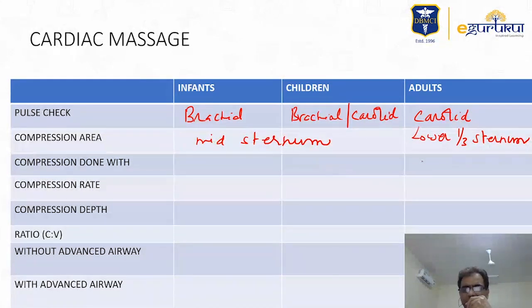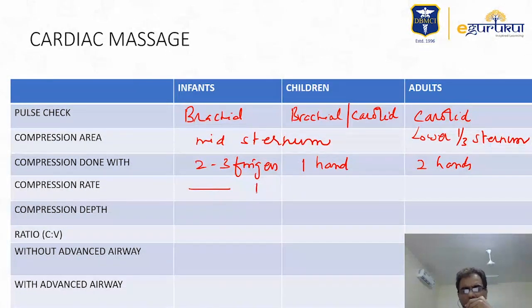Compression in adults is done with two hands, with one hand locked over the other, and the pressure should be generated through the shoulders. This means your arms should always be straight. There should not be flexion at the elbow. For children, one hand may be sufficient, and for infants, just 2 to 3 fingers may be sufficient for the compression.